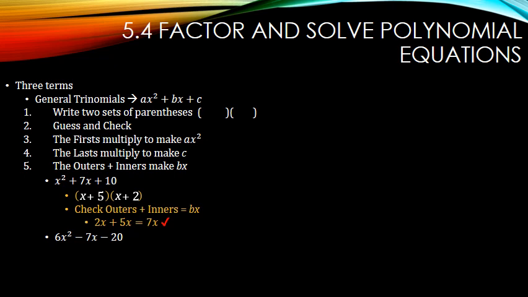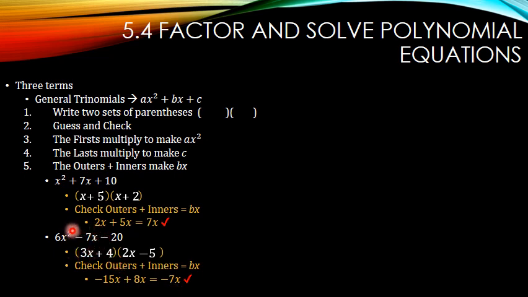Let's try factoring this one. It's 3 terms, 2 sets of parentheses. Say, what times what makes 6x squared? How about 3x times 2x? And what times what makes negative 20? How about 4 and negative 5? Now, if you don't get the right answer the first time, that's okay. Just erase it and try something else. That's why it's called guess and check. If your first guess is wrong, guess something else. Check the outers plus the inners. So outers would be negative 15x. Inners are 8x. So negative 15x plus 8x is negative 7x. That is what we have in the middle. So that means it is done correctly.